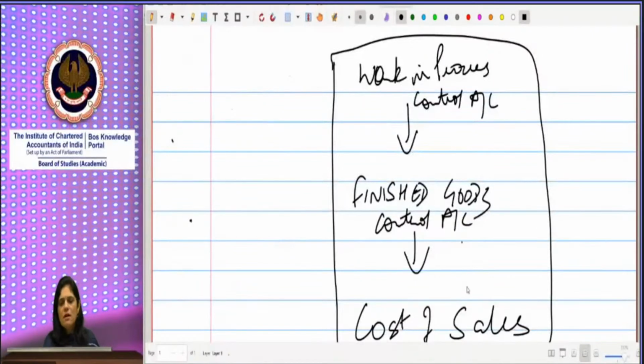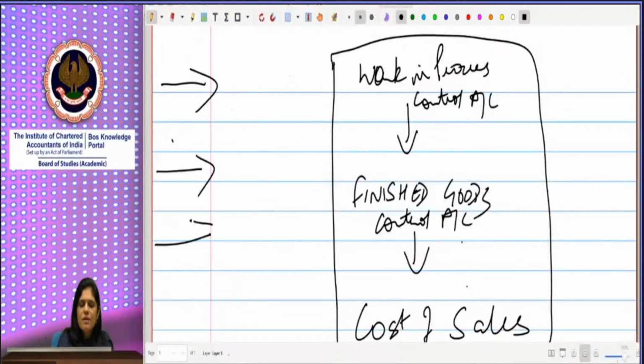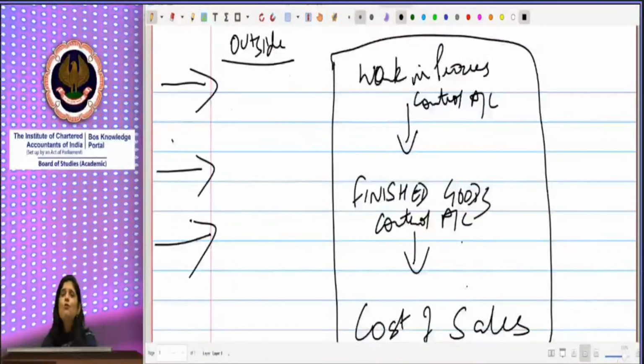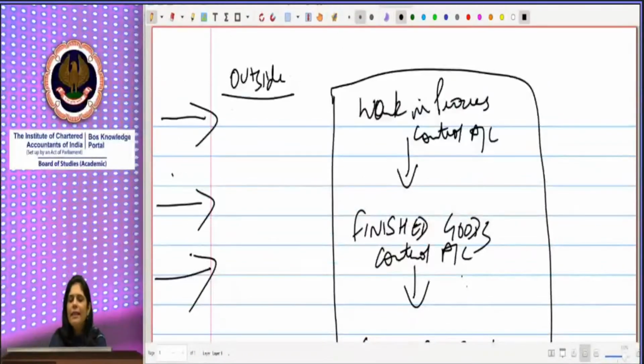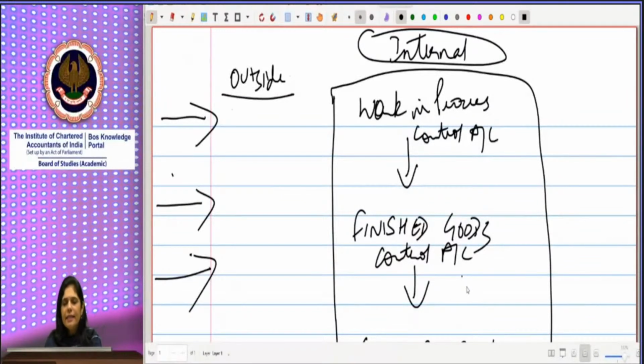So this is clear: work in progress, finished goods, and cost of sales. Now, the fundamental is that whatever is coming from outside, we have to use a cost ledger control account. Anything which is coming from outside will come through cost ledger control account. And then the internal entries of cost accounting have nothing to do with cost ledger control account, right?